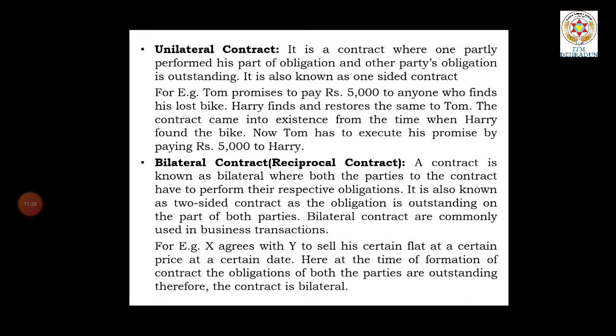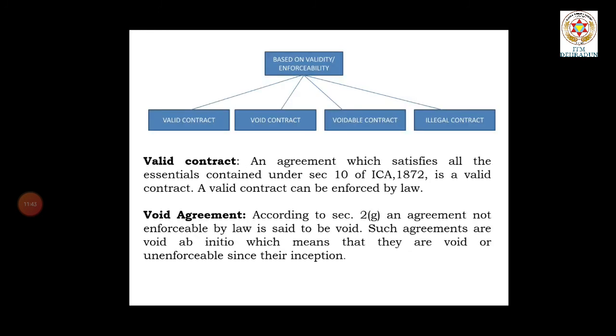Bilateral contract, when both parties have to perform their respective parts in the future, okay, that is called bilateral contract. Now, on the basis of validity or enforceability, the contract has been divided into 4 parts: valid contract, void contract, voidable contract, and illegal contract. Valid contract satisfies all the essentials under section 10.